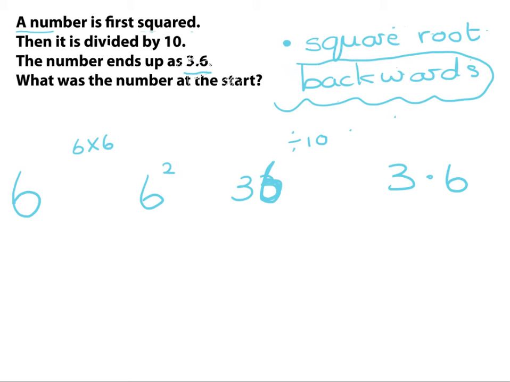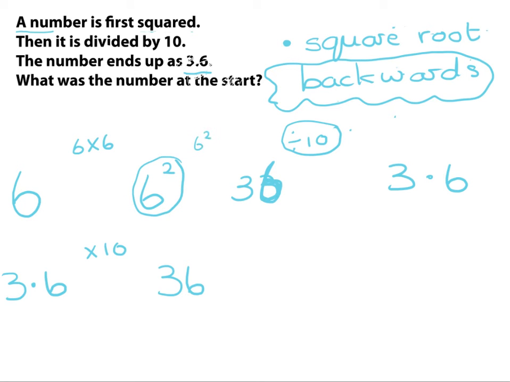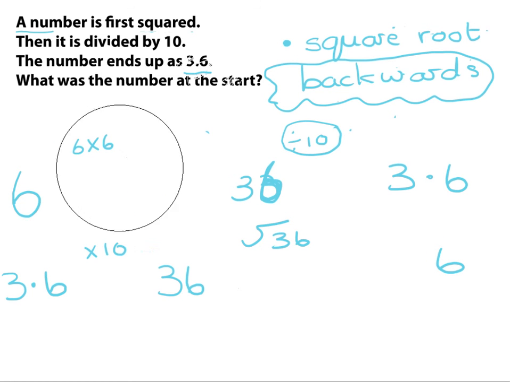Now let's go backwards. When you go backwards, you do the opposite. So let's start with 3.6. Start at the back. Here we divided by 10. Here we multiply by 10 to get 36. Here we did 6 squared. Here we have to do the square root of 36, and our answer is 6. I'm not sure that's very clear. Let's try it a different way.